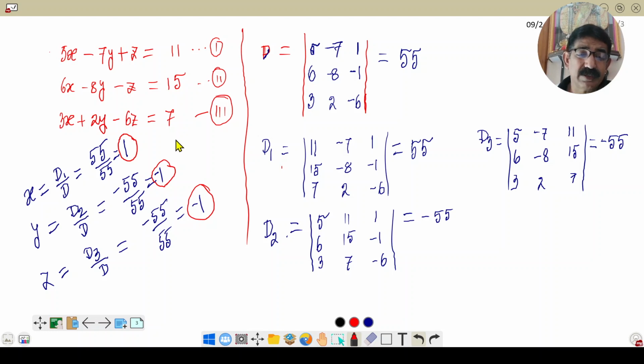So this is a very good method to solve three independent equations, and in the next class I shall give you a clearer idea about Cramer's rule, but you have to remember just the results. x is equal to D1 by D, y is equal to D2 by D, and z is equal to D3 by D, and the values of D, D1, D2, and D3. Okay, so wait for the next class.